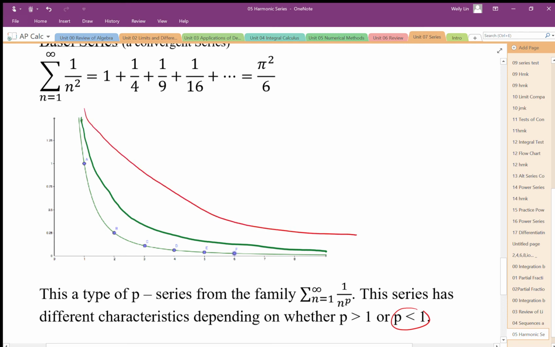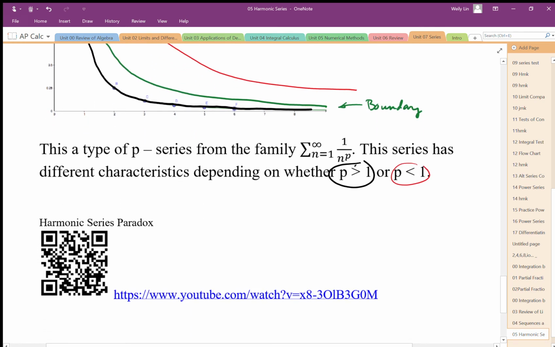Okay, and with p series greater than 1, we'll just say that the black one, these ones are p series greater than 1. They will be below that green line. And that green line represents our harmonic series, which is our boundary. Okay, this represents a boundary. This is a boundary between diverging and converging.